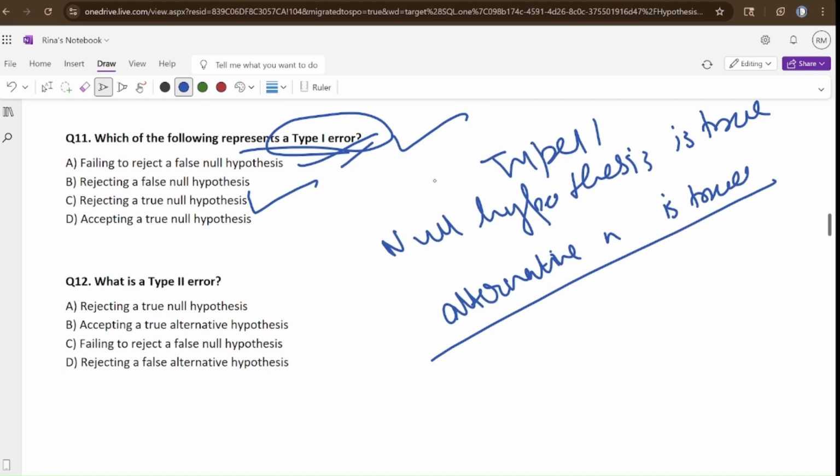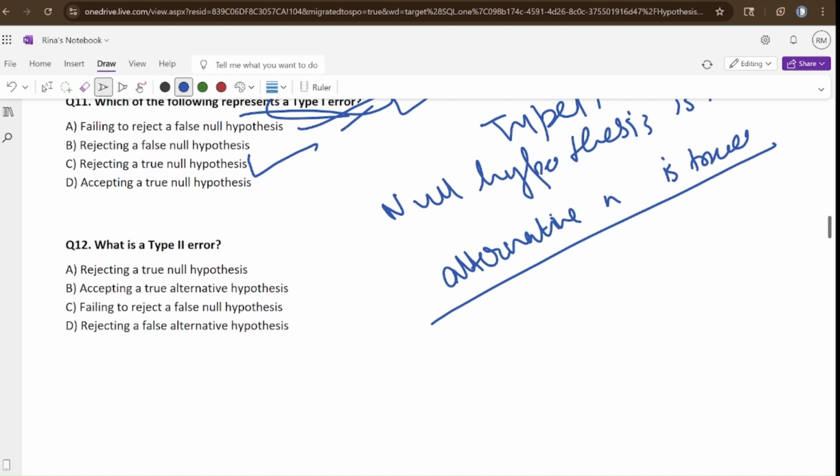What is type 2 error? Exactly opposite. Failing to reject a false null hypothesis. When the null hypothesis is false but we have failed to reject it. We have said that there is no strong evidence against the null hypothesis. That is also an error because actually the alternative hypothesis is true, but we are considering that the null hypothesis is true because we don't have enough evidence. So that is also an error, and that error is considered as type 2 error.